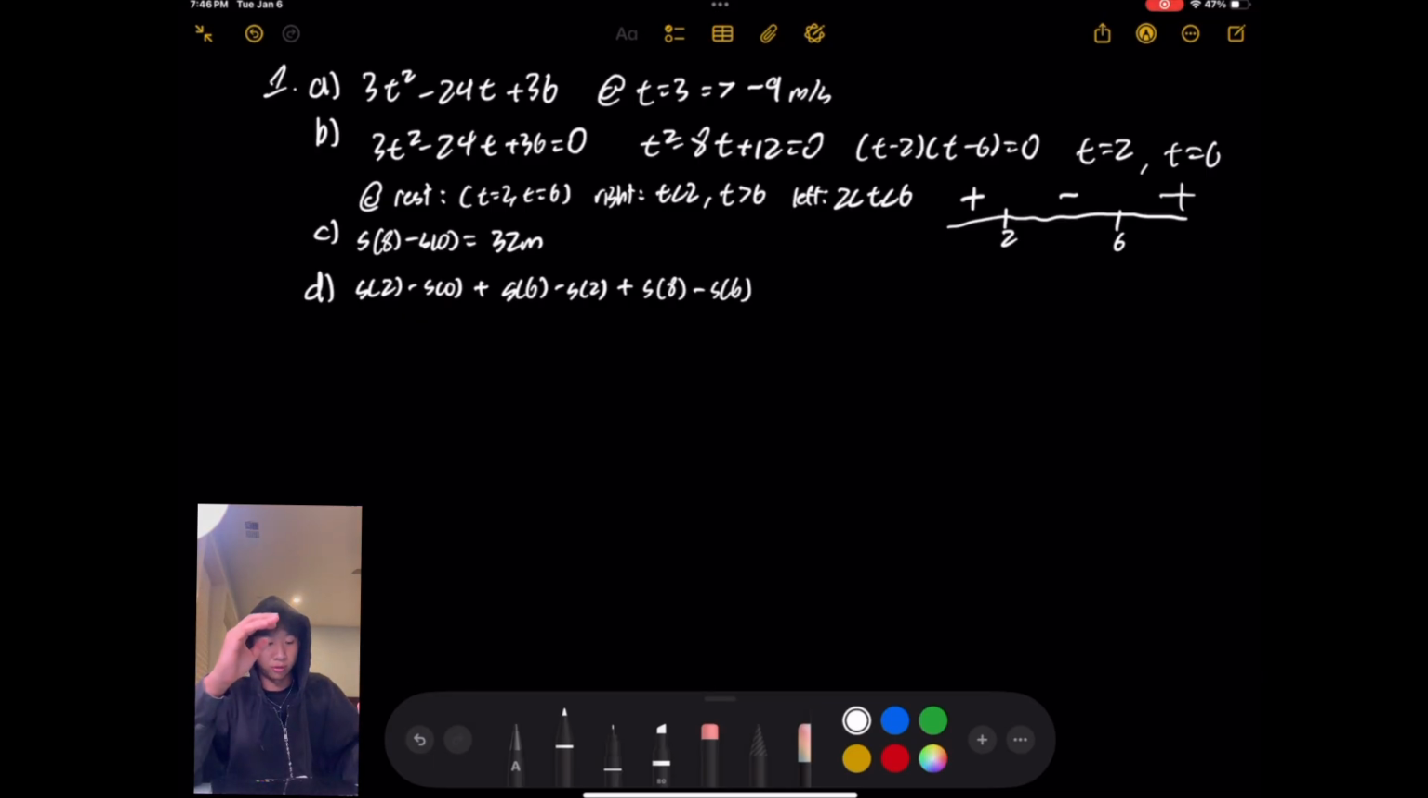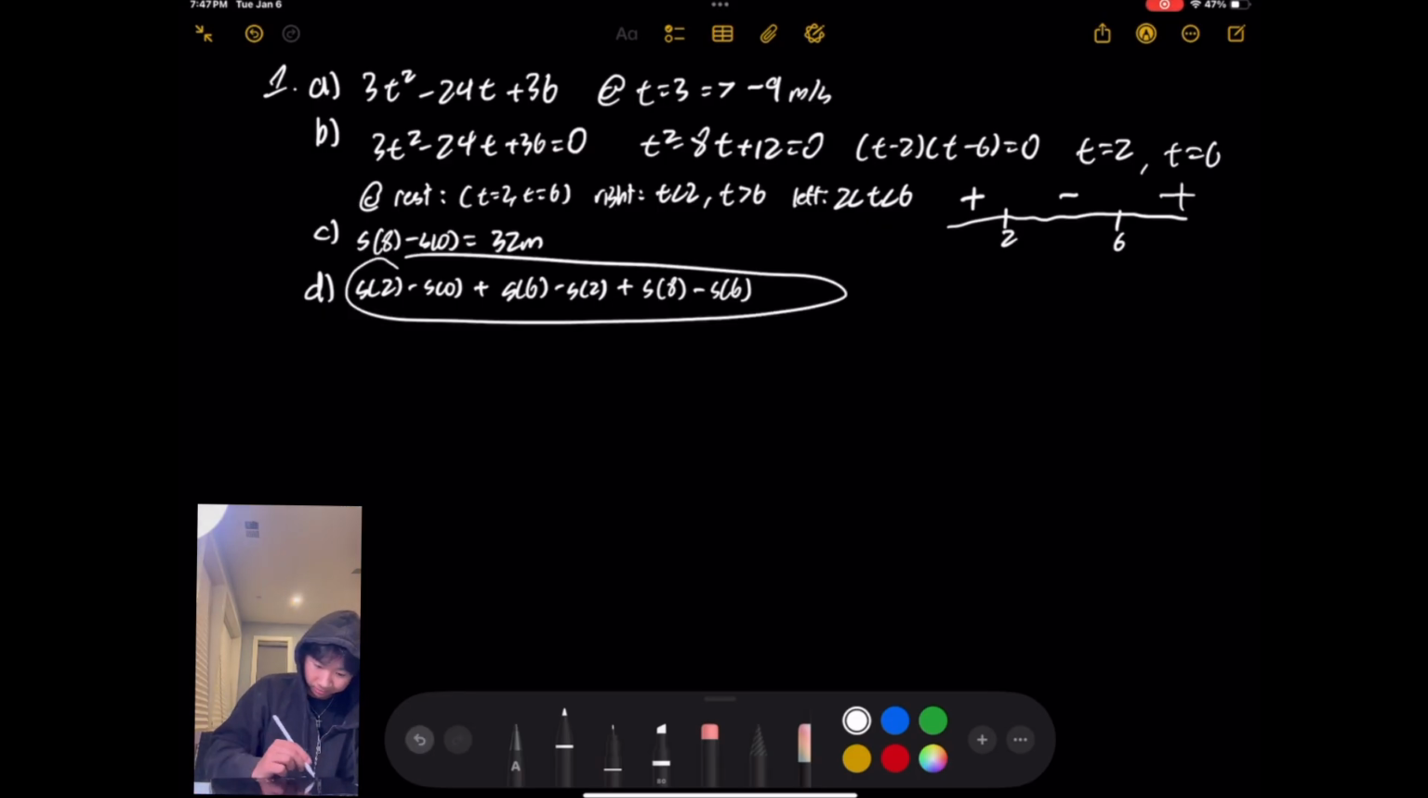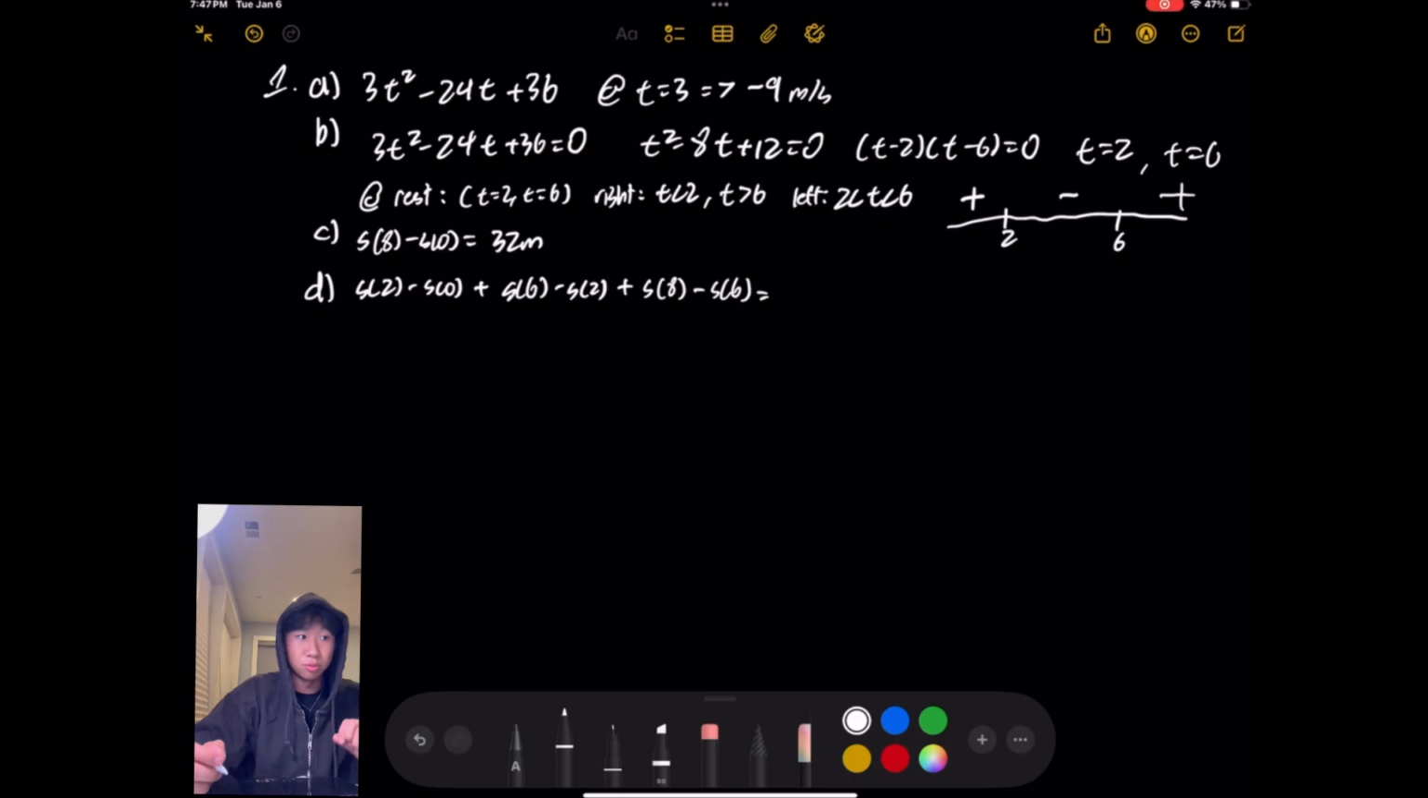So from 0 to 2 is the first direction going right, and then from 2 to 6 it goes left, and then from 6 to 8 it goes right again. So we have to calculate the distance from 0 to 2, the distance from 2 to 6, and the distance from 6 to 8, and we just do that with this here, and this is going to give you.